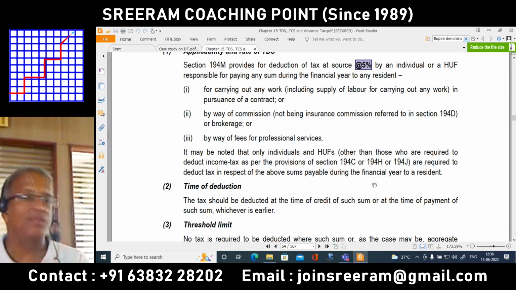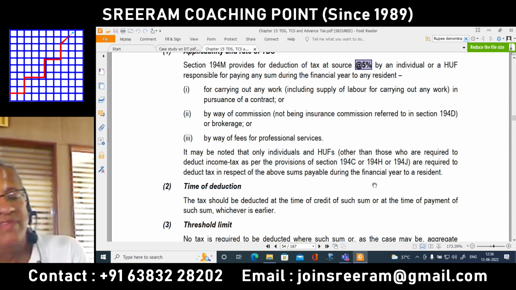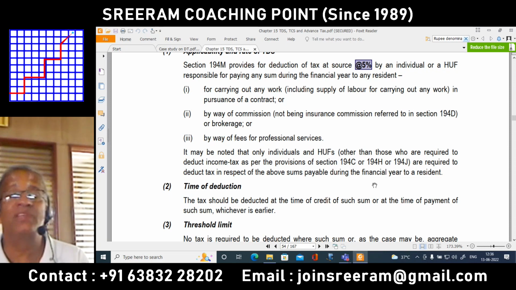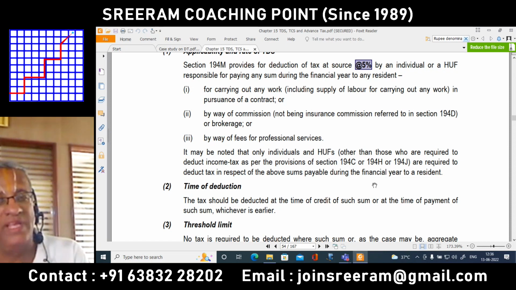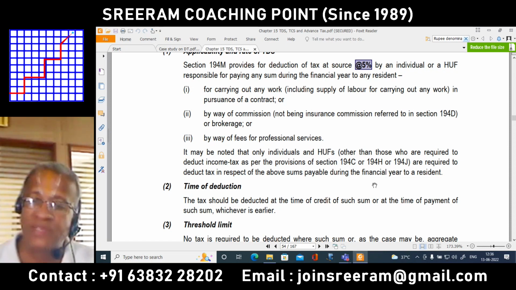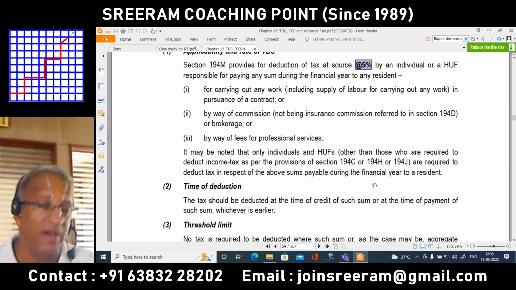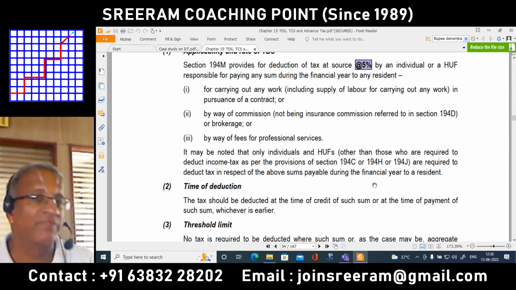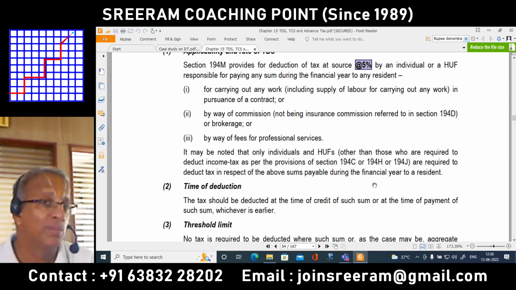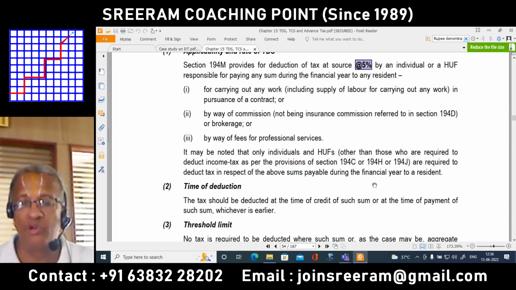So these three sections will be applicable only when that individual or HUF were to run a business or profession. So only then the incidence of the application of 194C, H, and J will arise. So for a person who is not covered under profits and gains from business or profession, but is forced to make those payments, under which section are they covered? So quite naturally, 194M will come into play.